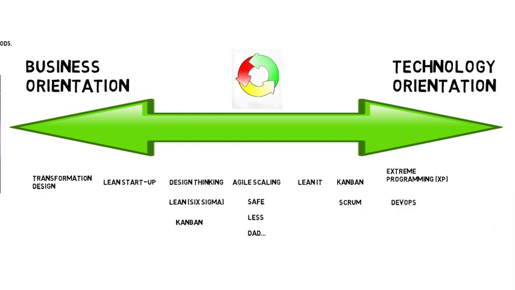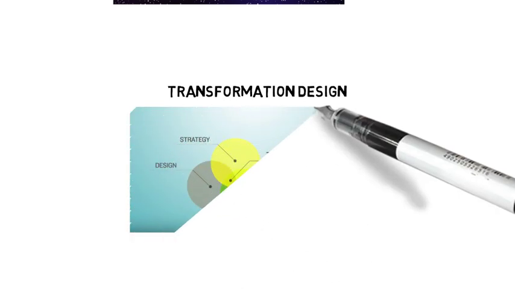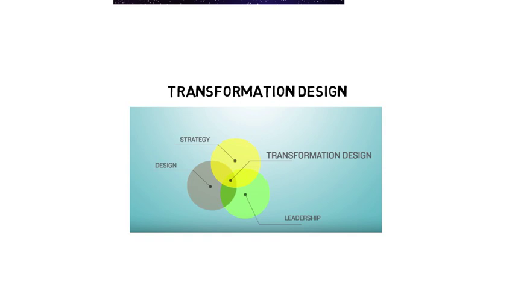Let's take a look at the first of the methods that we have here, the first one being transformation design on the left-hand side of the spectrum. And we'll start with the most business-oriented. Strategy, design, and leadership come together to provide outcomes for complex issues for organizations, businesses, maybe even nations. This picture by the Awaken Group is a nice summary of the overlap of where transformation design is, and it is an agile response to VUCA and to complexity.